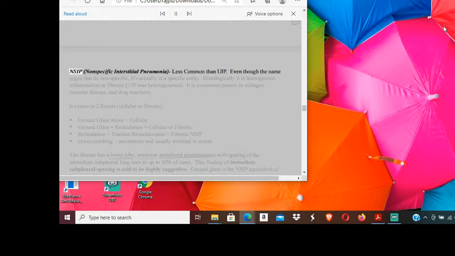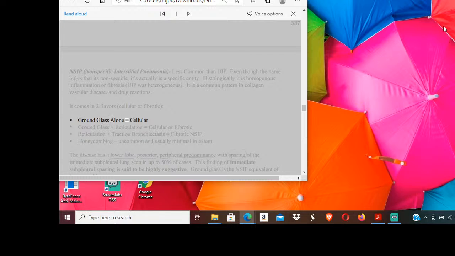337. NSIP, nonspecific interstitial pneumonia, less common than UIP. Even though the name infers that it's nonspecific, it actually is a specific entity. Histologically it is homogeneous inflammation or fibrosis, UIP was heterogeneous. It is a common pattern in collagen vascular disease and drug reactions. It comes in 2 flavors, cellular or fibrotic.